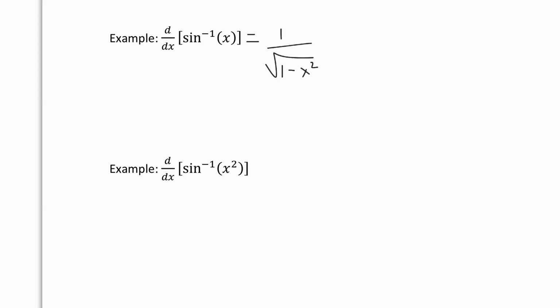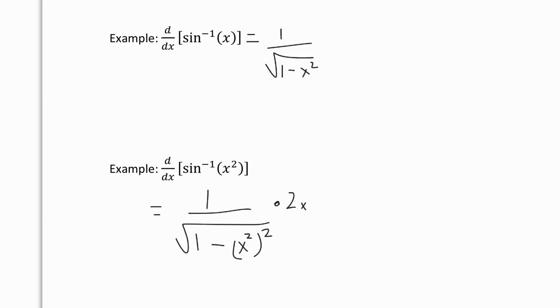What if we had the derivative of sine inverse of x squared? Oh, this is going to be a little trickier. We do the derivative as 1 over square root 1 minus... but what do we put here? Do we put x squared? Well, no. The rule says we're supposed to put just x, but x is whatever the inside function is. So we actually put x squared, and then multiply by 2x with the chain rule.